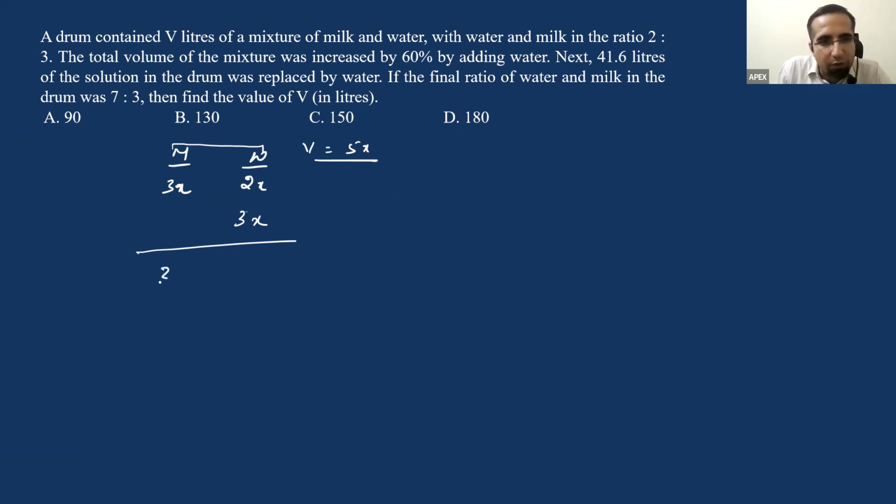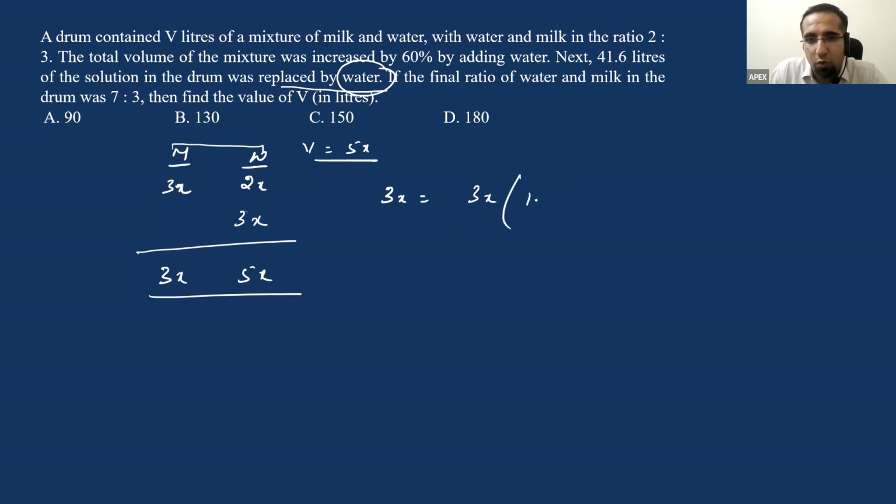Yeah. So now what do we have? We have 3x here and we have 5x here. Now 41.6% is taken out and replaced by water. So now we can apply removal and replacement. If I'm replacing with water, I can focus on milk. So final quantity of milk is equal to, clear? Initial quantity of milk into 1 minus 41.6 divided by total initial quantity, which at the beginning of the experiment was 8x.